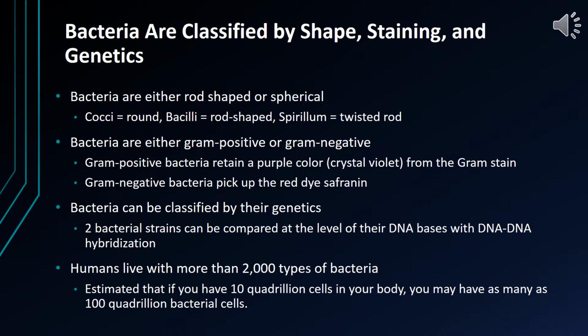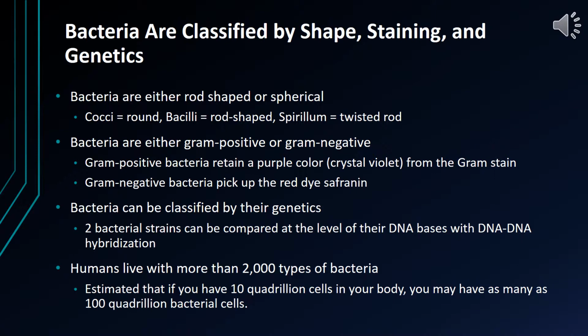Bacteria are classified by shape, staining, and genetics. Bacteria can be either rod-shaped or spherical, and these round spherical bacteria are called cocci. Rod-shaped bacteria are called bacilli, and there's also a twisted rod shape called spirillum. Typically these words are put into the scientific name of bacterial species.